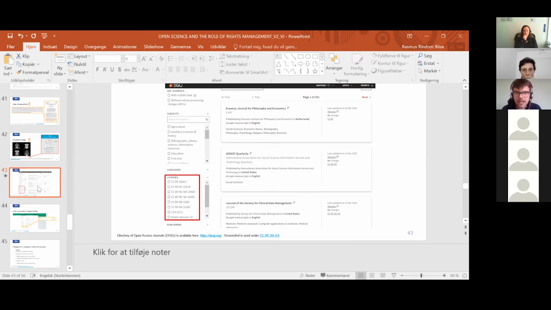But it's a way to find gold open access journals and also diamond open access journals, journals that do not use APCs. And they have this really great filter here where you can look up journals that use a specific license. So let's say that you are funded by a specific funder, and the funder requires that your article must be published open access with a CC BY license. Then you can actually use the filters here, and of course you can also use the filter to find journals that are relevant within your discipline.